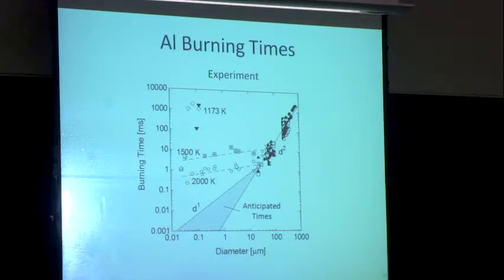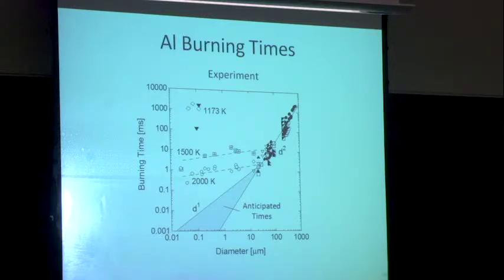So if you remember, I said if you put nanoparticles in and you just substitute them for micron particles, you don't get the performance you would have expected. I don't get this short burning time down here. It's actually larger. This is more like d to the 0.3. So why is it d to the 0.3 versus d to the 1?